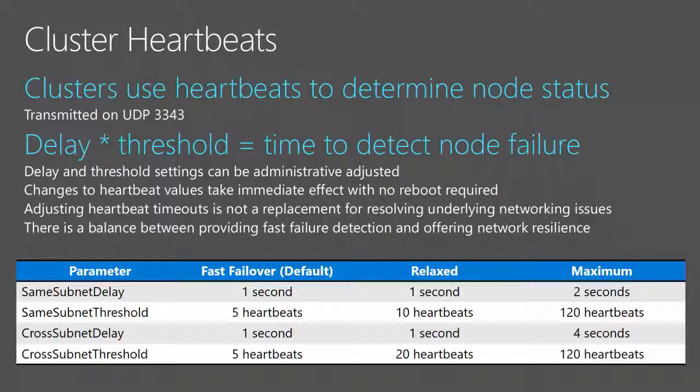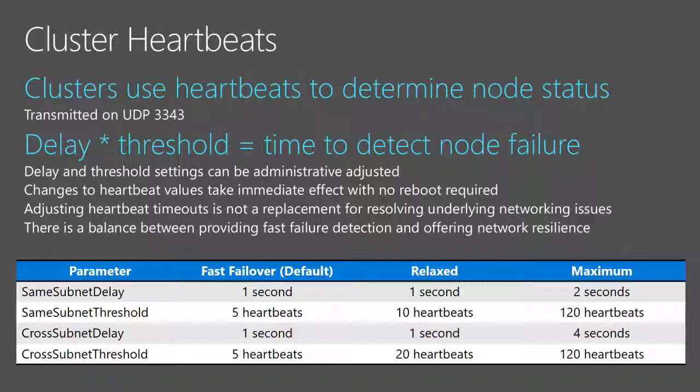Now, most of you will not have to manipulate any of these settings, namely the same subnet delay or cross subnet delay. Most likely, if you're in a site resilience environment and you've got a very flaky network, you would adjust the cross subnet delay and cross subnet threshold. Obviously, single subnet is all the members on one subnet. Cross subnet is when you've got multiple subnets for your DAG members. Basically, the delay times the threshold works out to the amount of time it will take to detect a node failover.